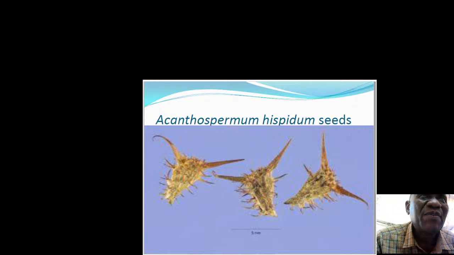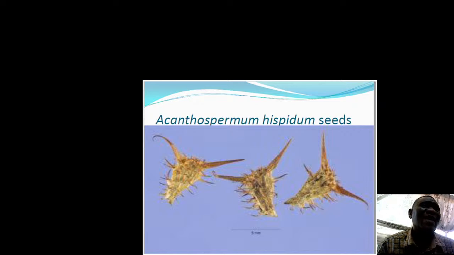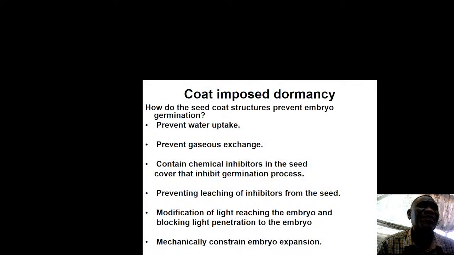Now, Acanthospermum hispidum seeds also have a coat which can prevent entry of water and oxygen. So what does coat imposed dormancy do? How do the seed coat structures prevent embryo germination? Number one, it can prevent water uptake. Number two, prevent gaseous exchange.